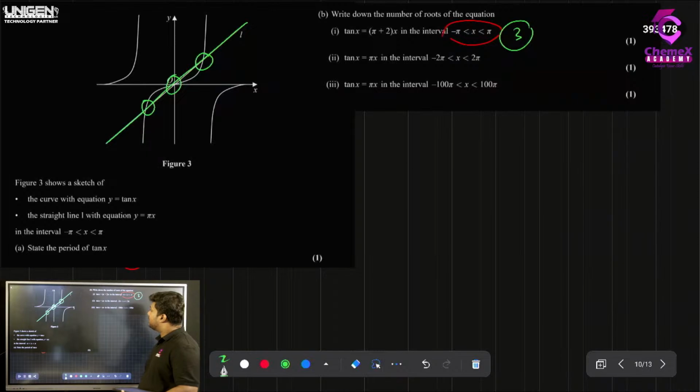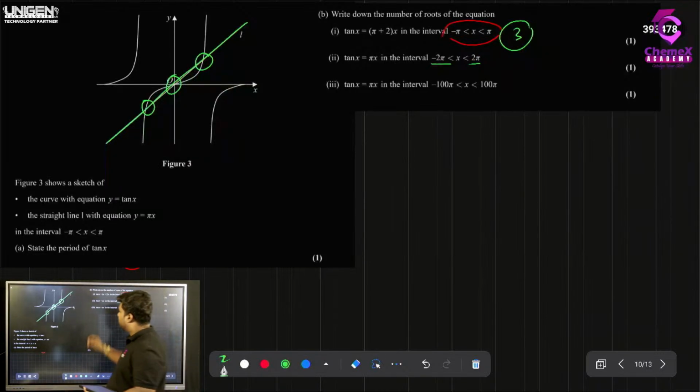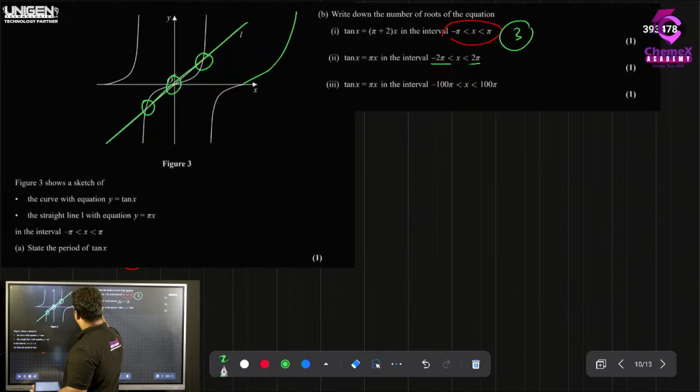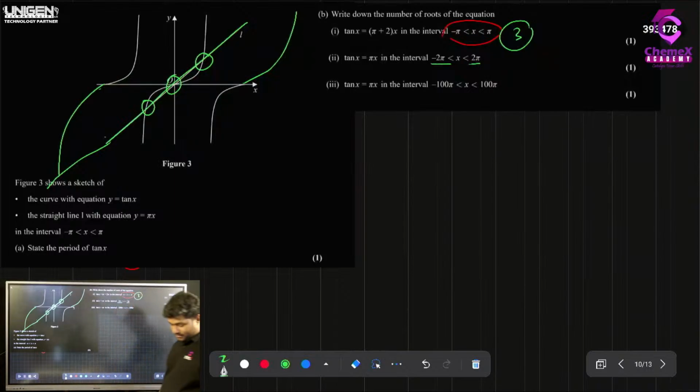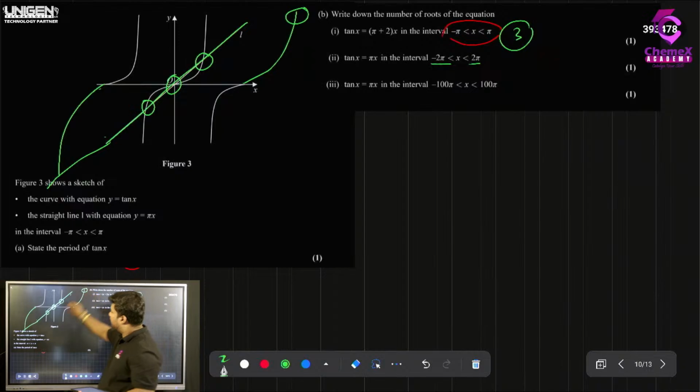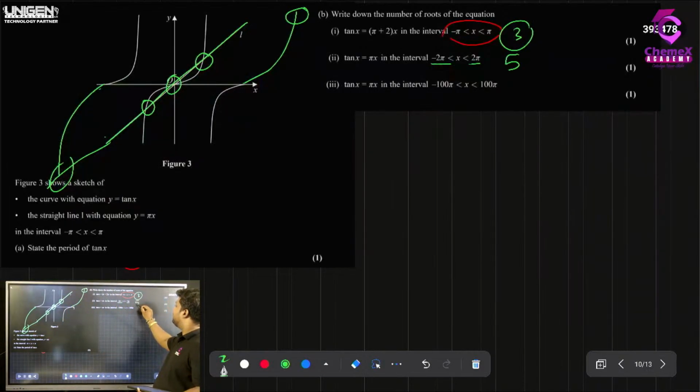If you have questions, you can ask anything. It is not clear? Yeah, good. So next, it's between minus 2 pi and plus 2 pi, so it's going to be extended more. And they're asking how many solutions are there. What is it going to be? So how many? 2 more, no? So 5. Now is the trickiest part.